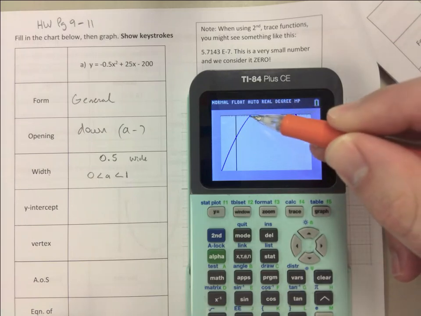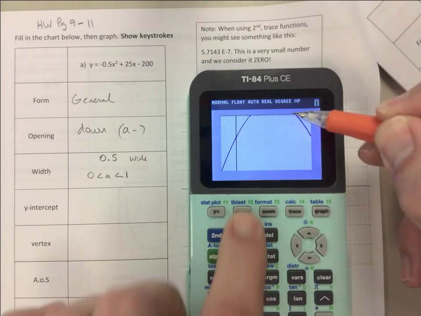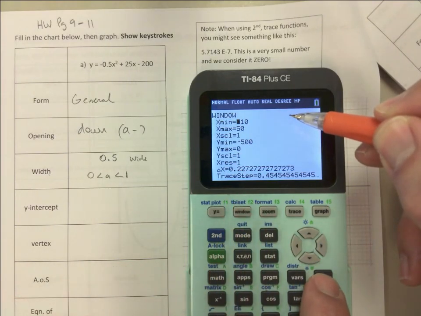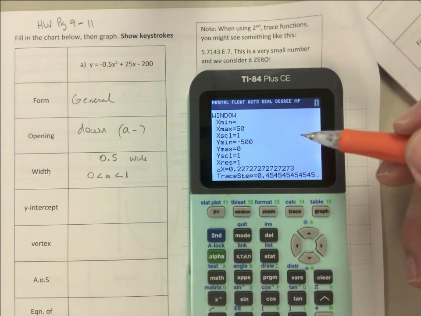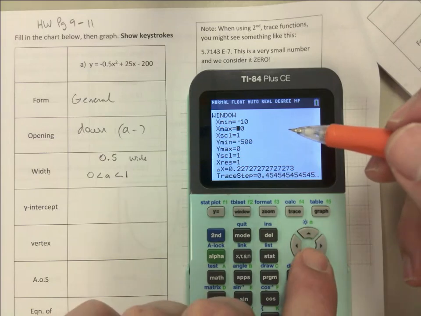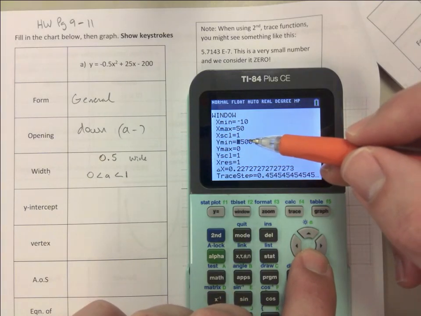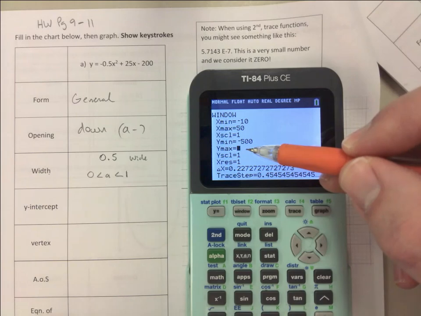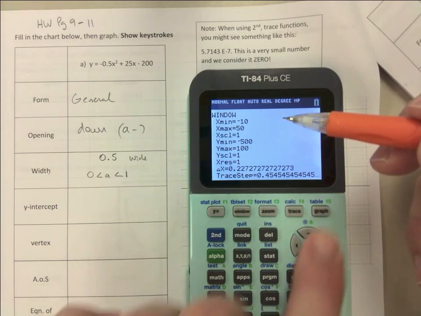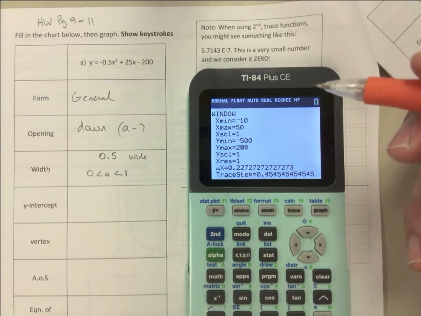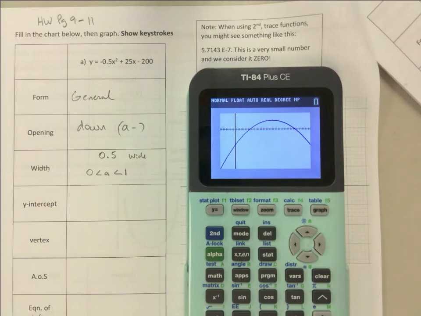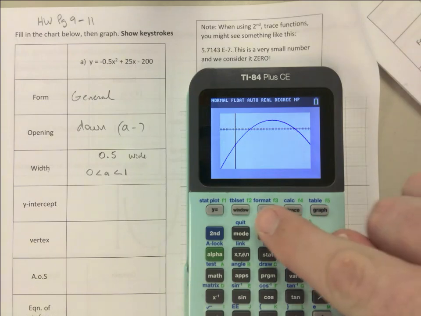Perfect. I want to see more at the top. So I'm going to go window. Top or bottom is a Y issue. Right? Oops. Sorry guys, I made a mistake there. Y max. It's at 0 right now. So I'm going to go, what should I go? 200, 100? 200 you're saying? Okay, yeah, sorry, I should have listened to you. 200. There you go.